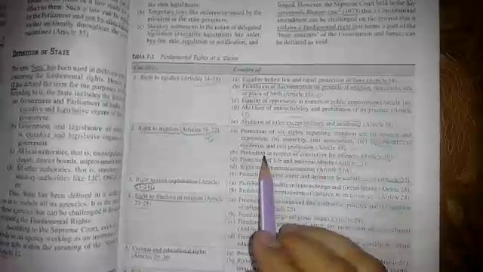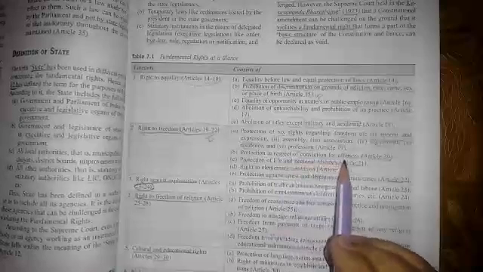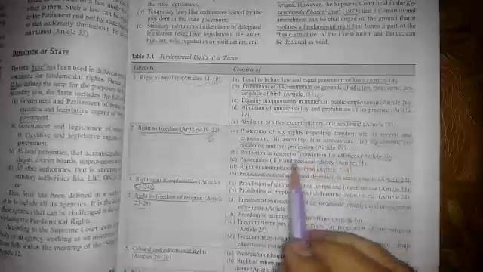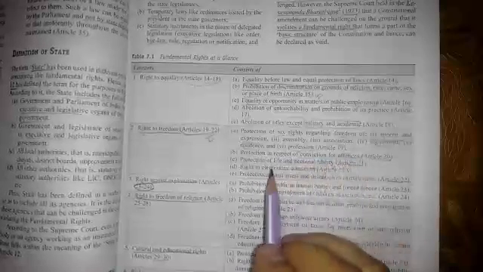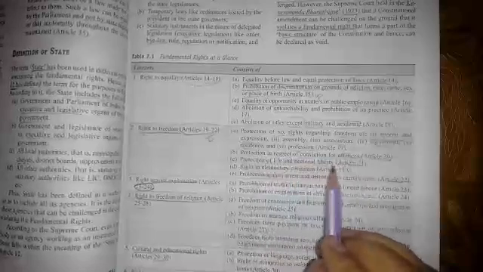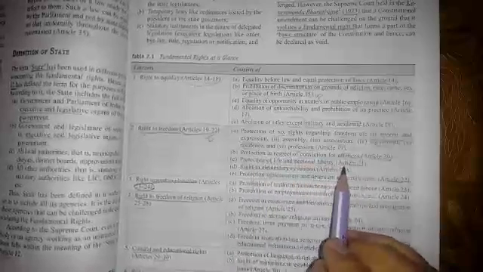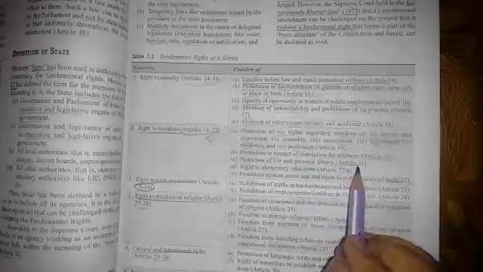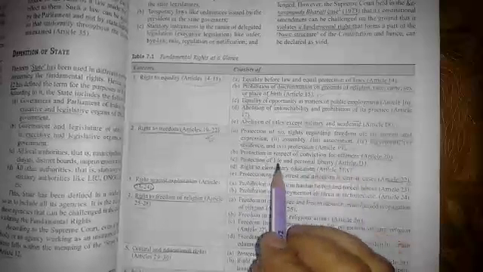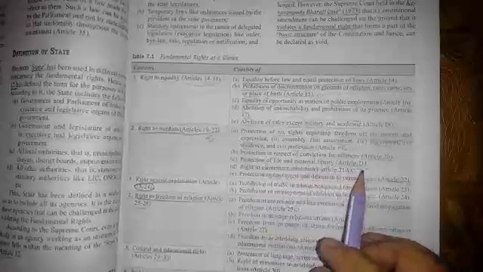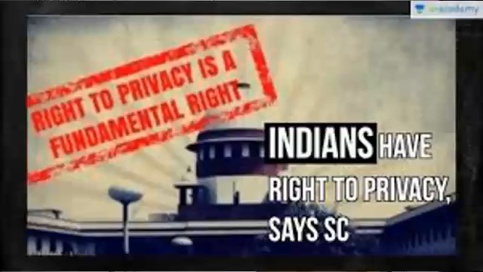Article 20 deals with protection in respect of conviction for offences, right? Article 21 deals with protection of life and personal liberty. Protection of life and personal liberty comes under Article 21. Right to elementary education comes under Article 21A, right?